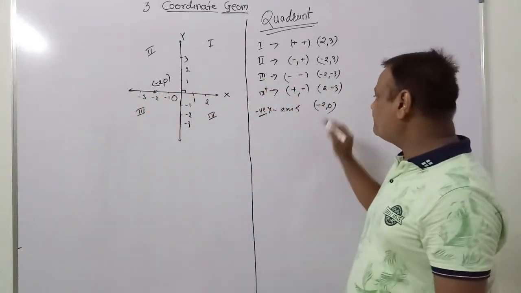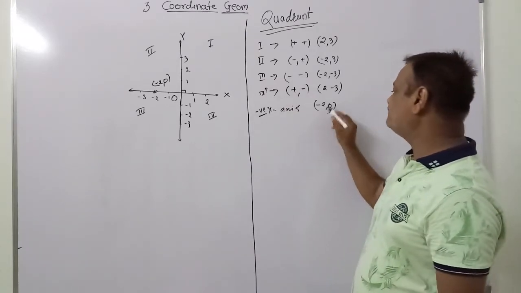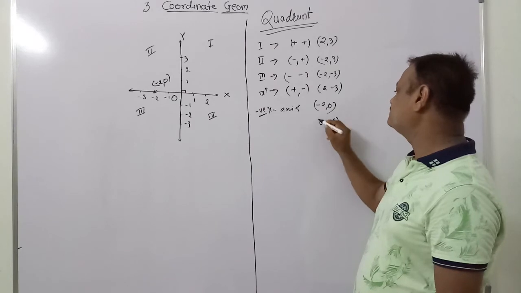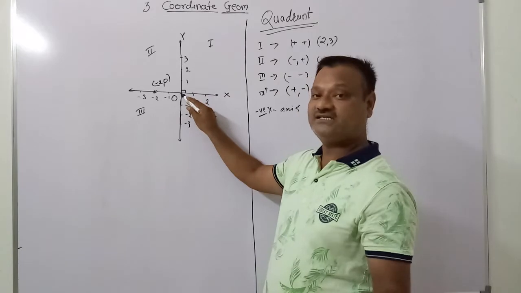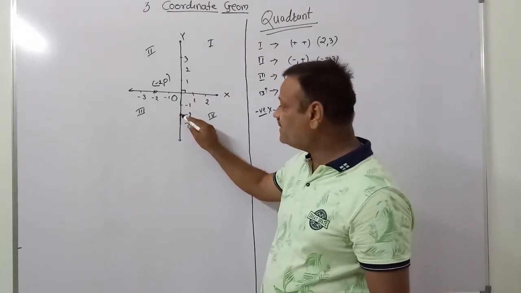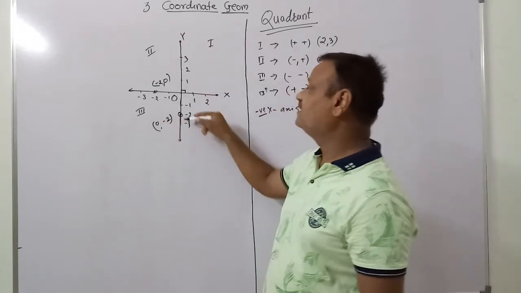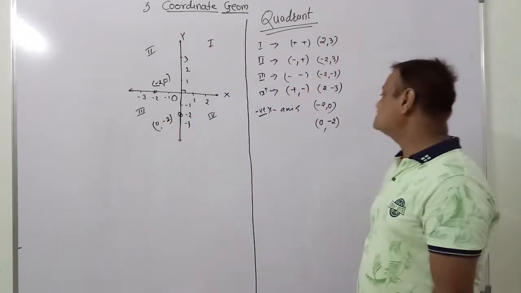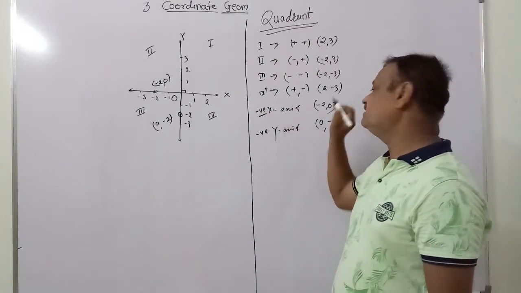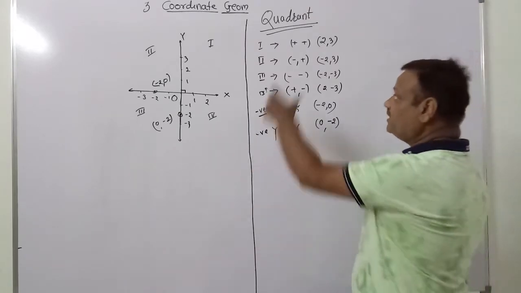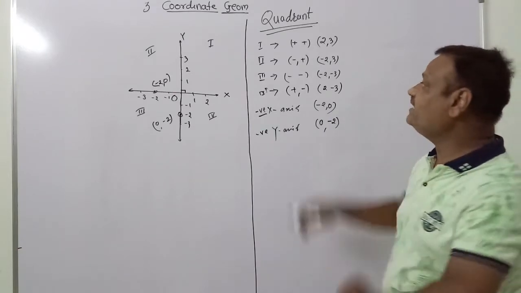If the y coordinate is 0, the point will be on the x-axis, for example (2, 0), (-2, 0), like this. Now (0, -2): 0 means this one, it is the 0 of the x-axis, and -2 means we have to go down. So this is your point (0, -2). Naturally this point lies on the y-axis. Therefore it is on the negative y-axis.